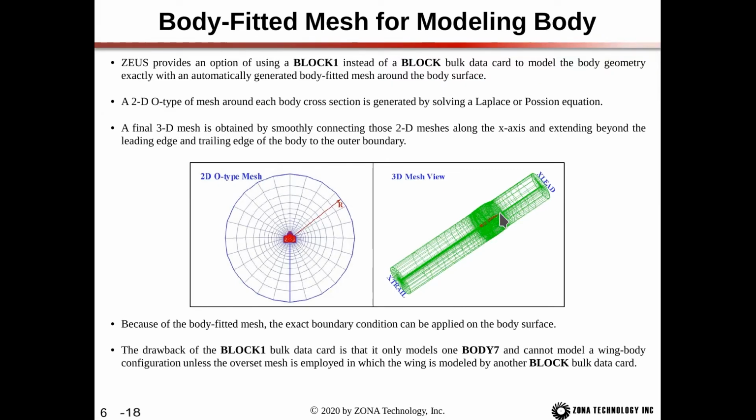We use a hypersonic missile with 8 fins. So the missile body is the block 1. It's the body fitted mesh. And then we have a different block for each individual fin around their circumference. And then we use the overset for the communication between blocks.